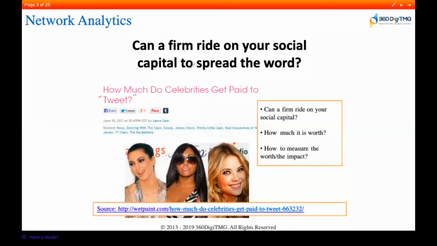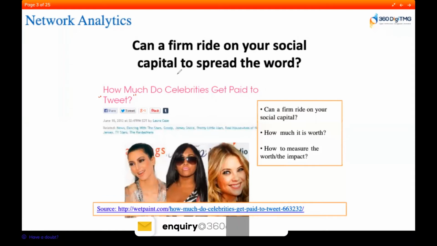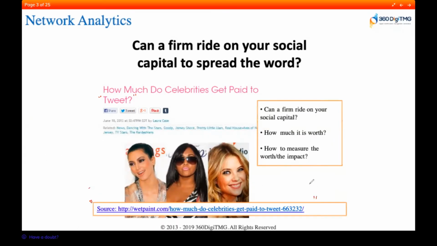Okay, let me come back to the question that I asked. Do you know celebrities will get paid more by social media networks than the movies that they are making? If yes, on what basis are they getting paid here? If you do not trust me, you could go to Google and search how much do celebrities get paid to tweet. If you search this, you are getting redirected to this particular website.